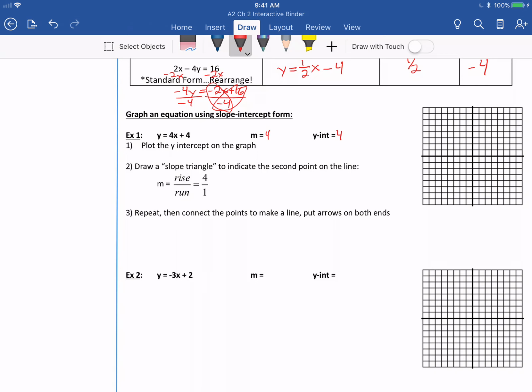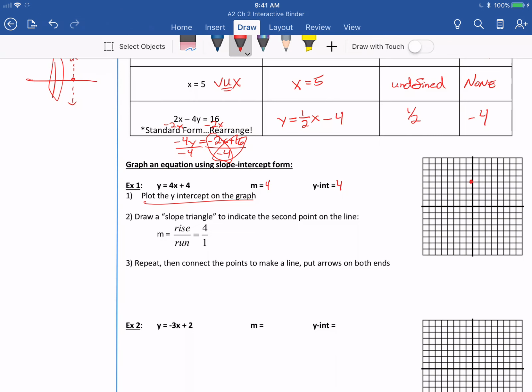Okay, and so it says first here, step number 1, plot the y-intercept on the graph. So my y-intercept, I go up 1, 2, 3, 4. All right, that's my y-intercept. And if I go from there, my slope is positive 4. So I go a rise over run, 4 over 1. So I rise 1, 2, 3, 4, and run 1.